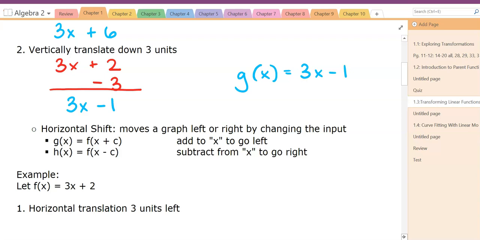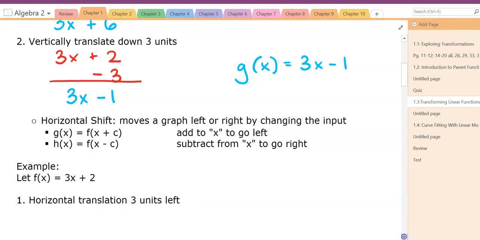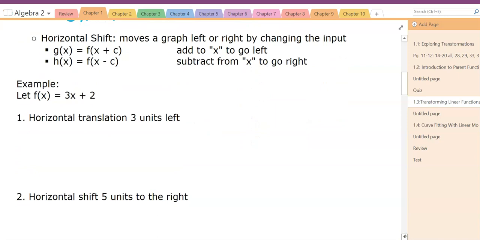So if you're moving to the left, you have to add the number. And if you're moving to the right, you subtract the number. And you only do that to the x term. So whatever your x would be, that's what you're subtracting your number from. So if there's a number on the outside, we won't worry about that until the end. Okay, so I'm going to show you how this looks, because where we're putting the number changes a little bit here. We still have that same function. We're going to use that 3x plus 2 again. This one wants to do a horizontal translation 3 units to the left. Okay, so if I come back up here, my rule says add to x to go left.